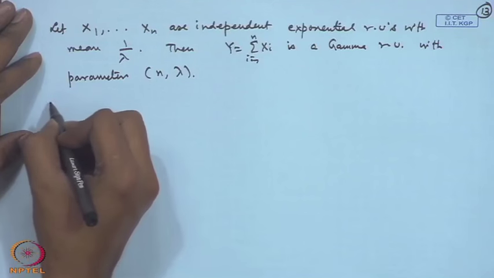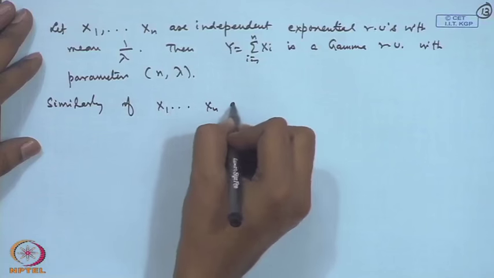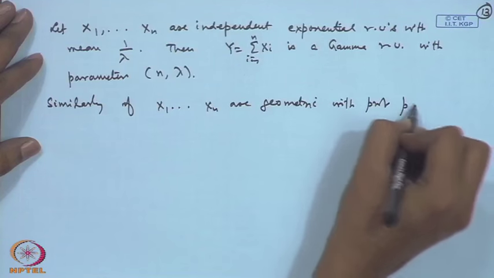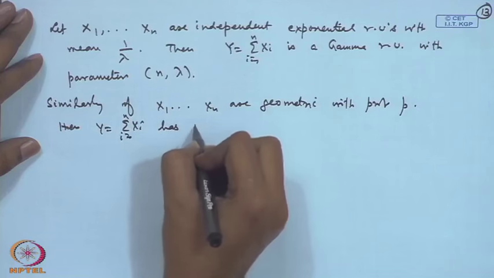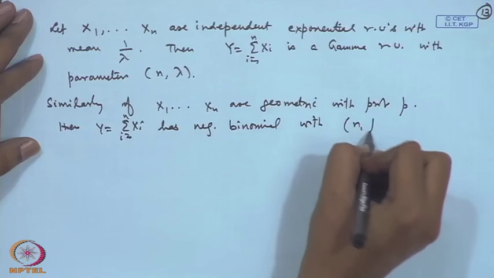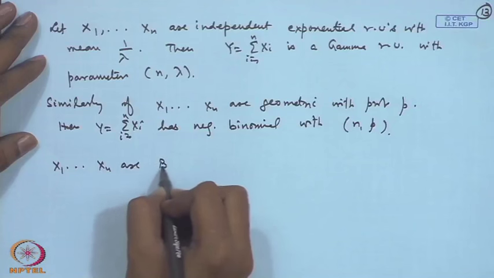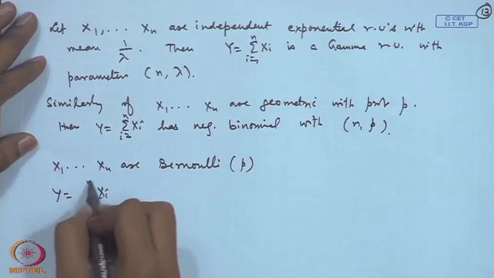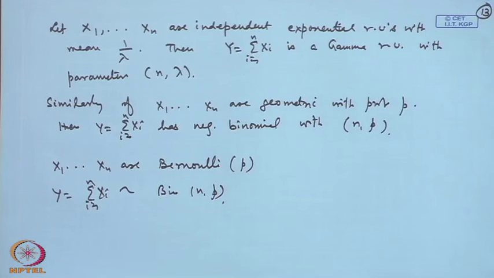Similarly, if X1, X2, ..., Xn are geometric with probability p, then Y equal to sigma Xi, i equal to 1 to n, has negative binomial with n, p. If X1, X2, ..., Xn are Bernoulli p, then Y equal to sigma Xi, i equal to 1 to n, is binomial n, p. These are actually additive properties of some distributions.